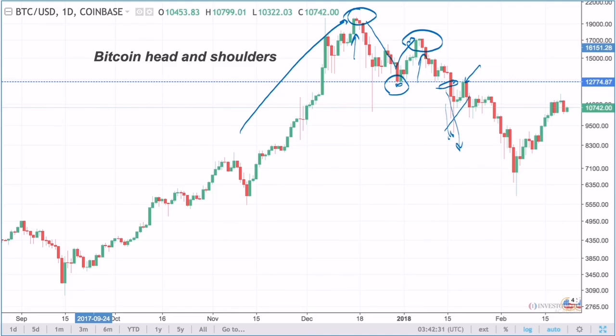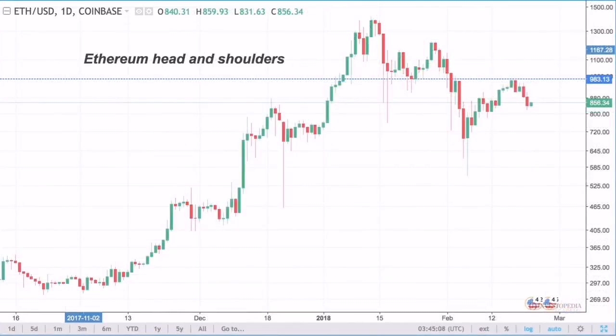Another chart of Ethereum head and shoulders. This is Ethereum versus the US dollar. You've got a one-day time frame for each candle. This is on the Coinbase exchange. And this is the head, and this is the shoulder. And you can see prices drop down here to this neckline.